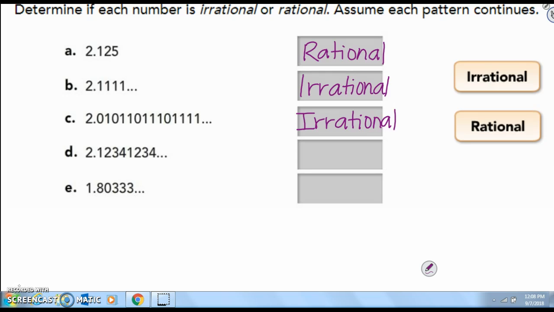Letter D, we see the 1, 2, 3, and 4 repeat. Therefore, that number is rational. Remember, repeating and terminating decimals are rational. For letter E, this indicates that the 3 continues to repeat. So we can put a bar notation just over the number 3. Since that is a repeating decimal, it is rational.